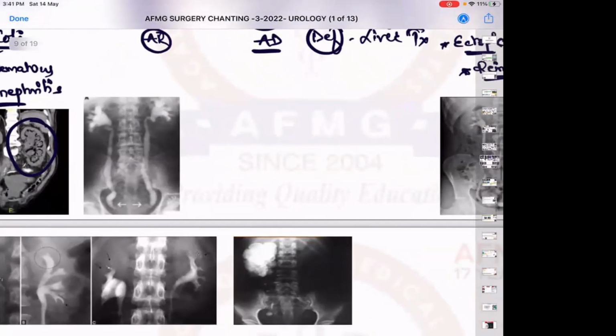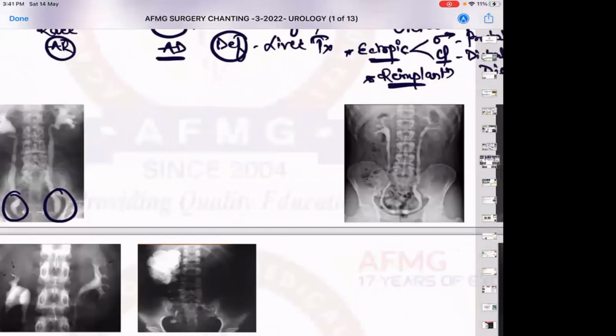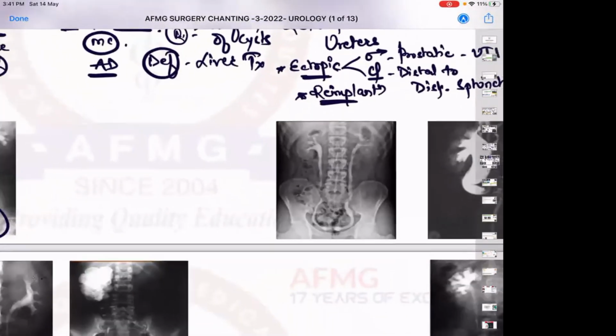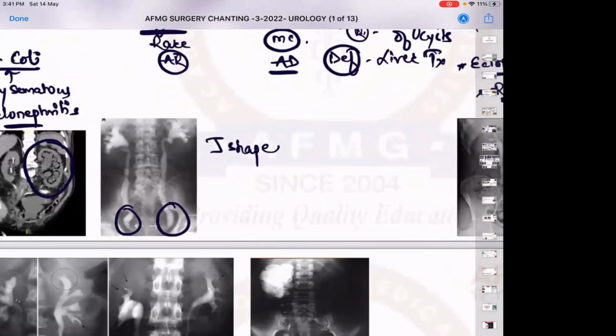What is seen? Here you can see a J-shaped ureter. किस टाइप का ureter दिख रहा है? You can see a J-shaped ureter. कहाँ कोबरा हेड दिख रहा है? मैं कोबरा हेड बताता हूँ कैसे दिखता है.